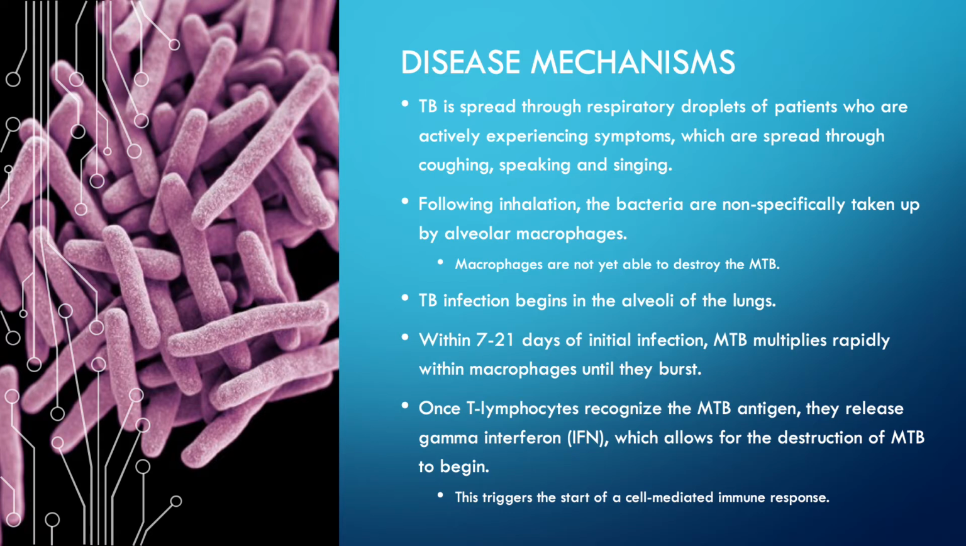Other macrophages begin to escape from peripheral blood and begin to phagocytose MTB, but they are also unactivated and are still unable to destroy the bacteria. At this stage, T cells begin to recognize the MTB antigen and release cytokines, including gamma interferon. This causes the activation of macrophages, which means that they are finally capable of destroying MTB. At this point, the host is tuberculin positive.